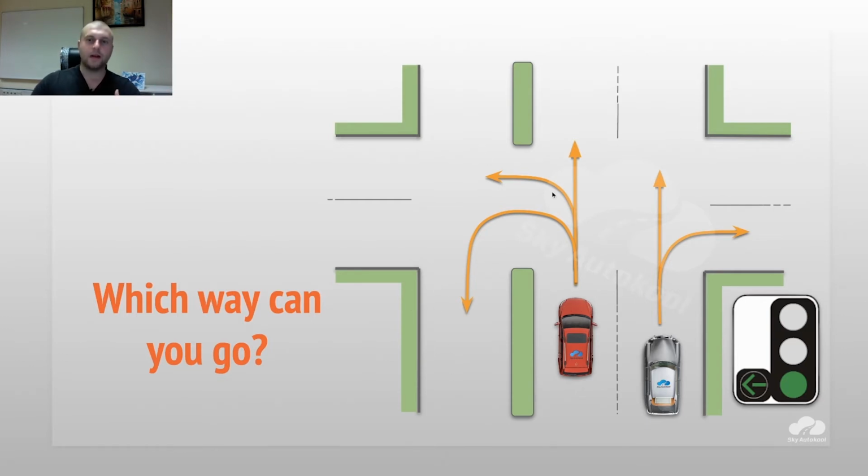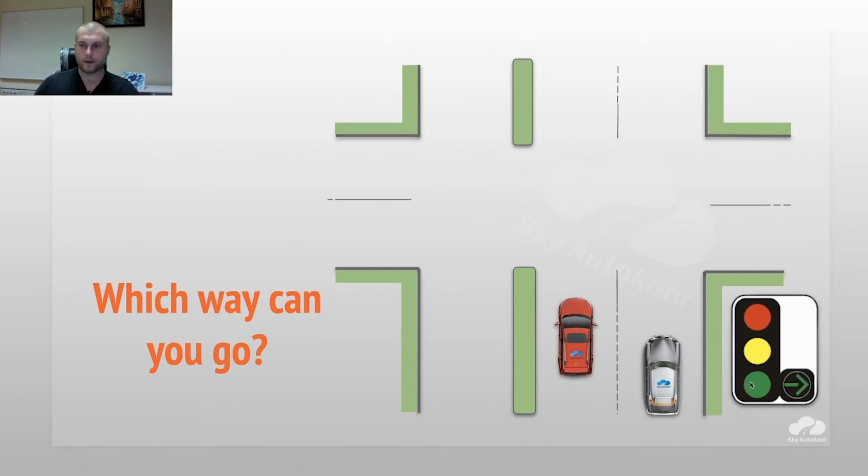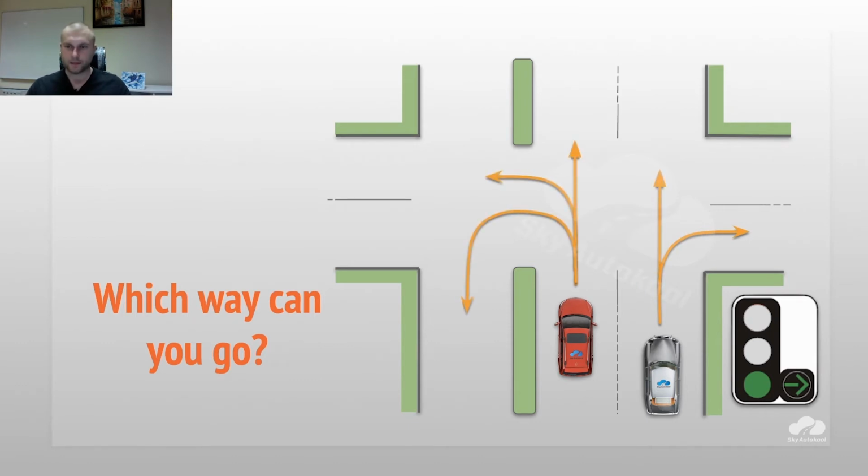But basically, if you want to go left, you don't give way to the oncoming traffic and you don't give way to the pedestrians in case of this additional section and green arrow. In this case, which way can you go? You can go right, straight, left, back.